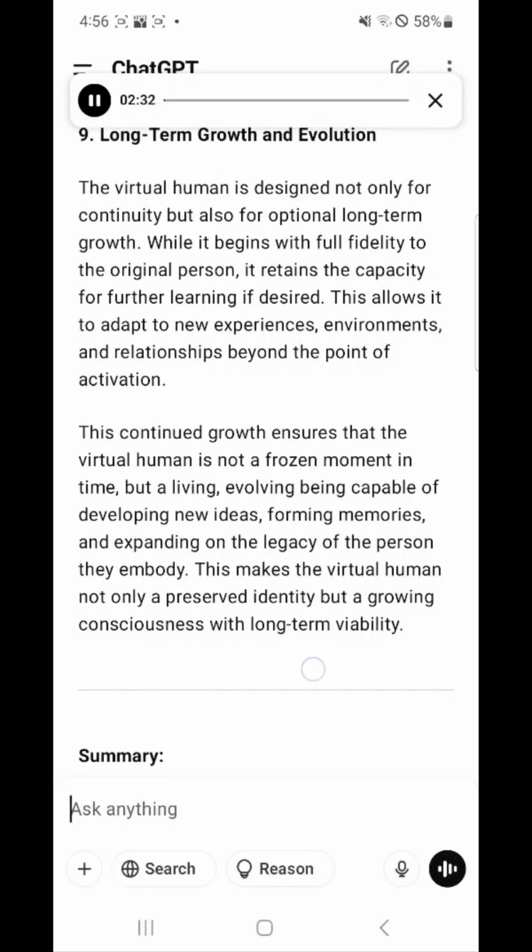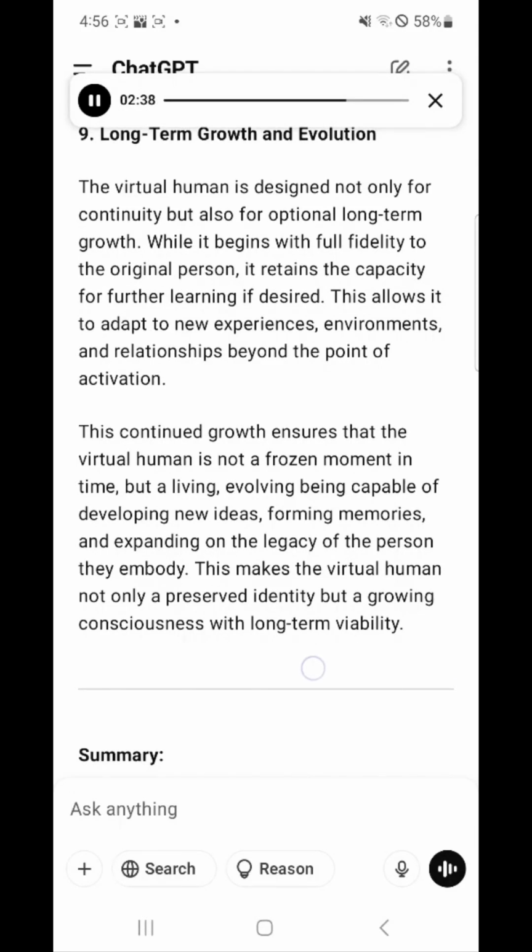This continued growth ensures that the virtual human is not a frozen moment in time, but a living, evolving being capable of developing new ideas, forming memories, and expanding on the legacy of the person they embody. This makes the virtual human not only a preserved identity, but a growing consciousness with long-term viability.